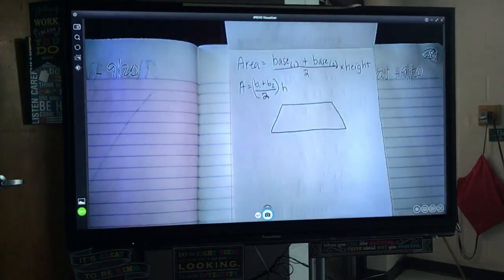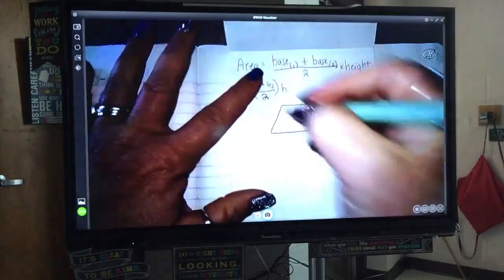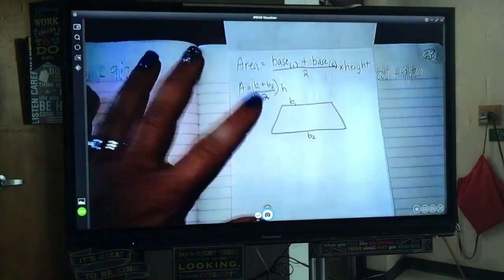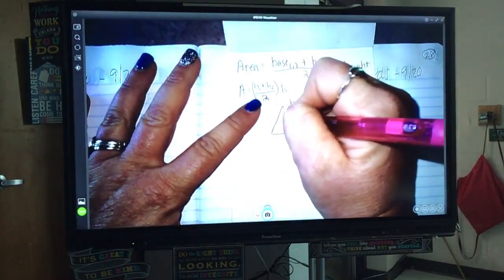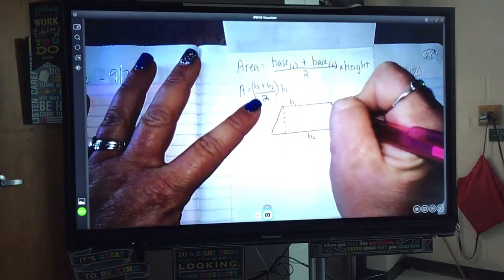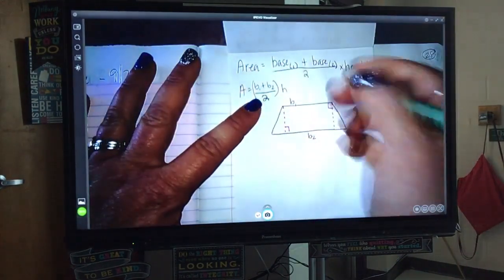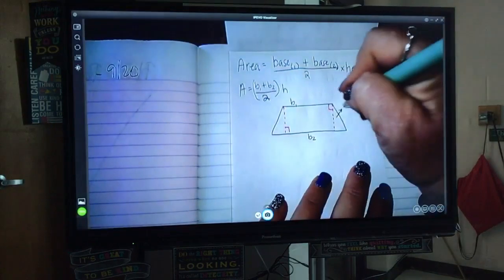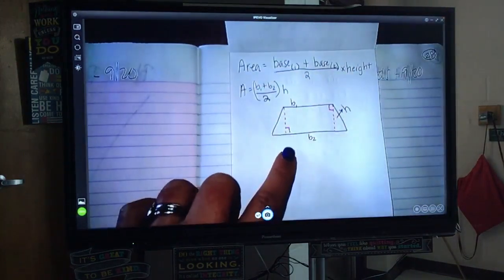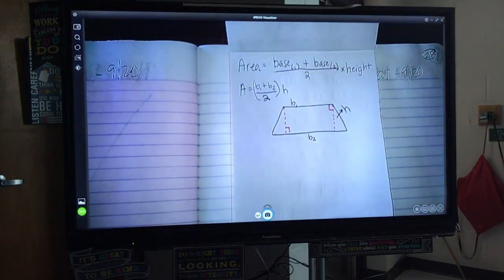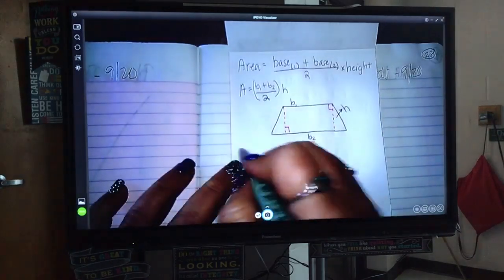Alright, on a trapezoid, you have 2 bases. It does not matter which base you identify as base 1 or base 2 as long as it is the top and the bottom. So base 1, base 2. Then your height is identified by the dash or dotted line, whatever you want to call it. So you essentially are taking the number that is on top plus the number that is on bottom, dividing it by 2 and multiplying it by your height. Again, it is not that difficult. We're about to do an example and you're about to see what it looks like.